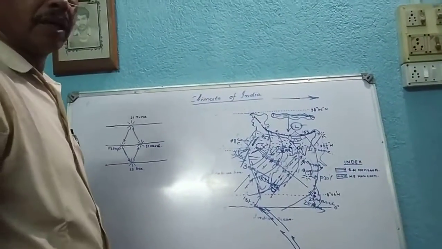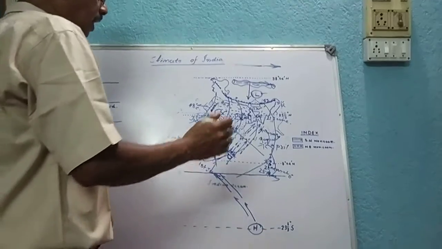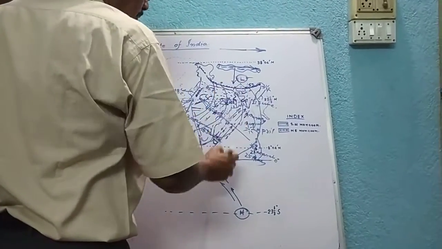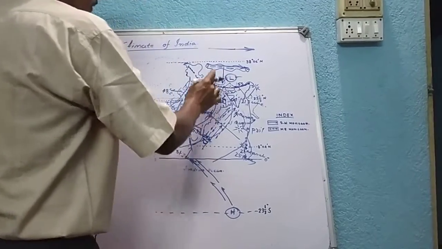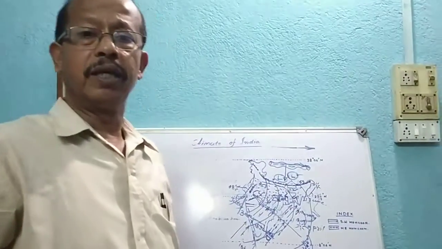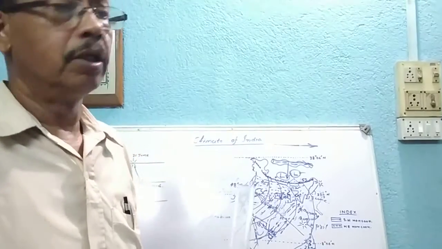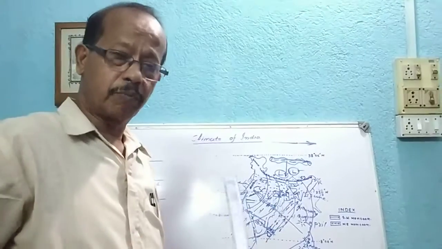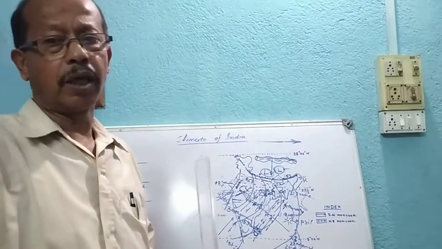Next theory, thermal concept theory. It also agrees about this matter. A low pressure trough forms over the Tibetan plateau because the Tibetan plateau is an intermontane plateau. What do you mean by intermontane plateau? Whenever a larger plateau is surrounded by new fold mountains, that is called an intermontane plateau.